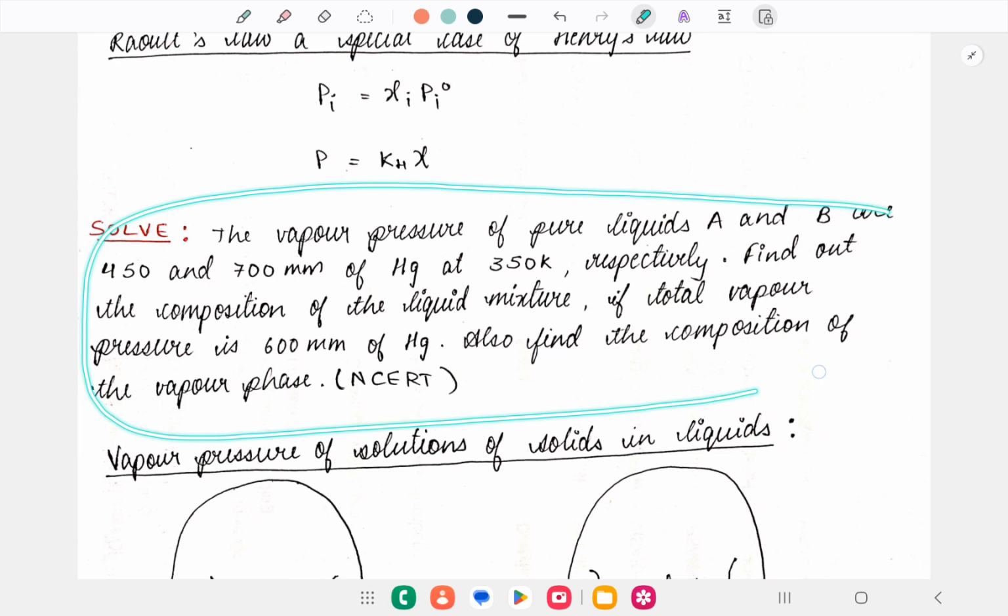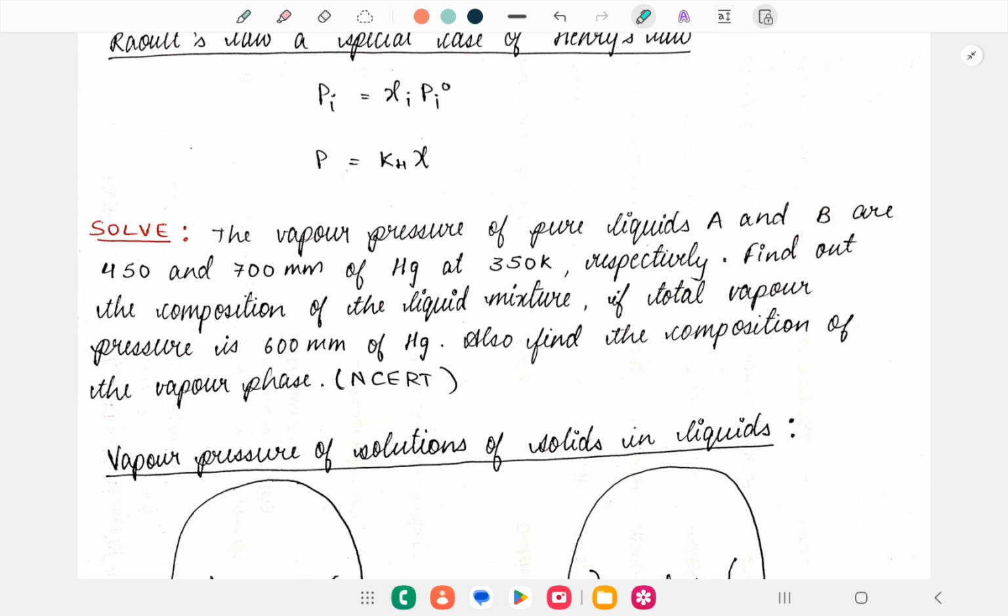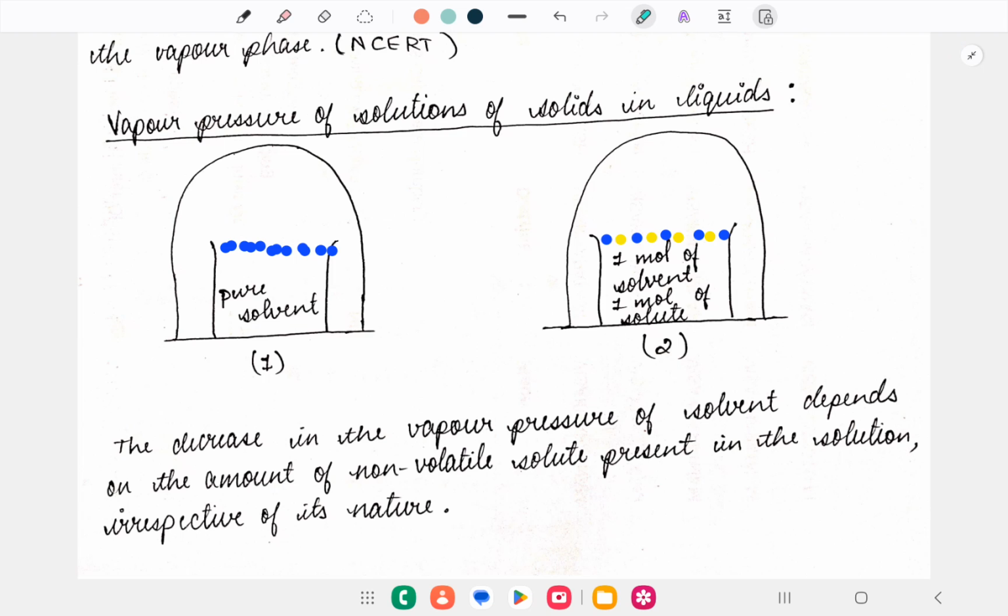Here is an NCERT question which you have to solve. Now moving to the vapor pressure of solutions of solids in liquids. When solids are mixed in water, some physical properties of these solutions are quite different from the pure solvents.